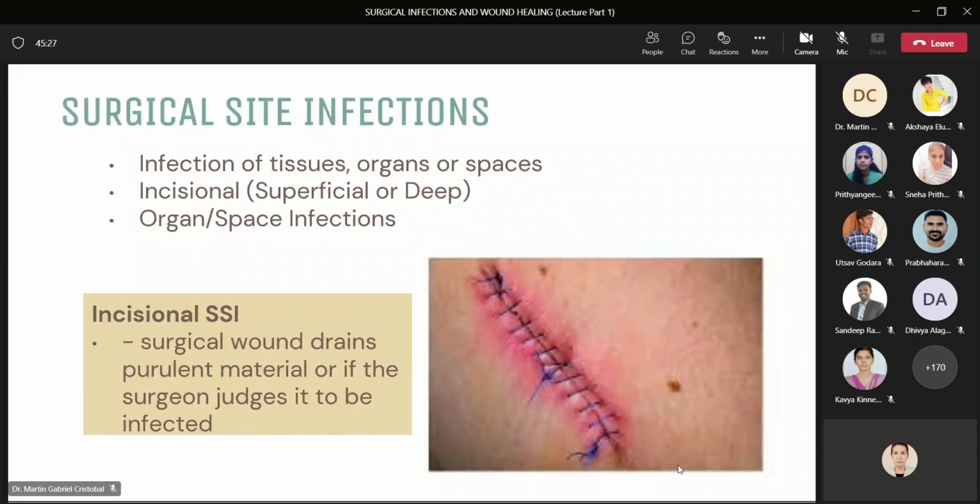Next, we have surgical site infections. This is defined as an infection of the tissues, organs, or spaces exposed by surgeons during performance of an invasive procedure. These are incisional or organ space infections. For incisional, we have superficial and deep. An incisional SSI occurs in a surgical wound which drains purulent material, or if the surgeon judges it to be infected and opens it.